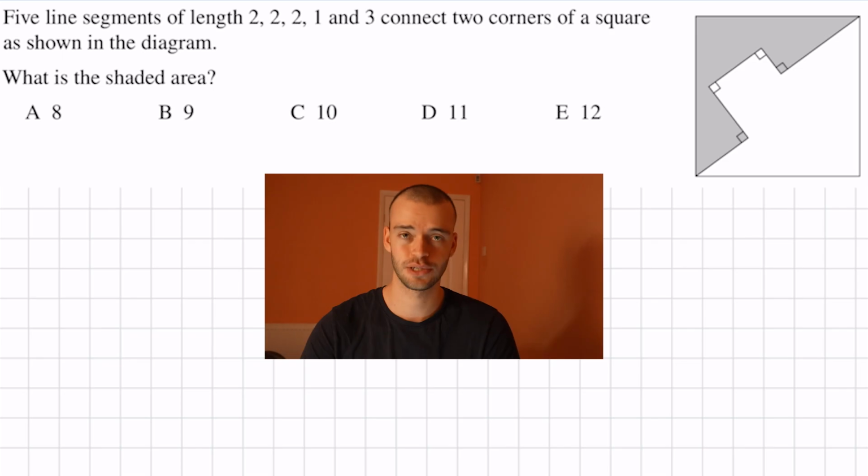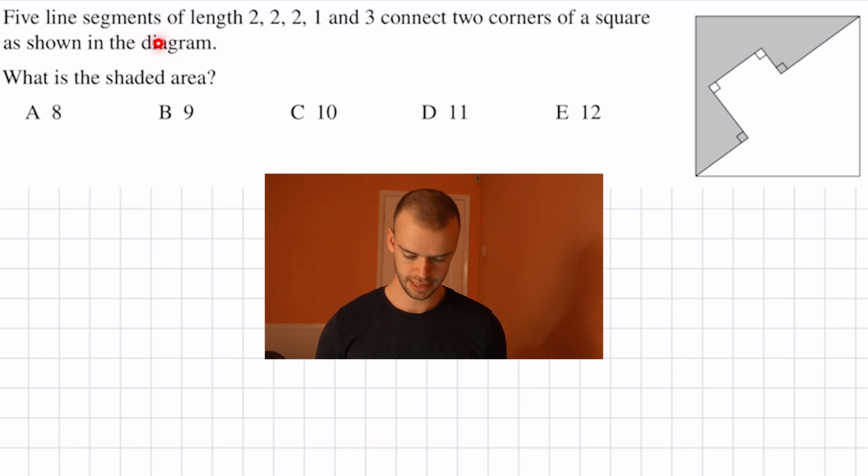So I did this question with one of my students and we found it quite challenging. This was one of the last questions in a UKMT Maths Challenge paper. And I think this is one of the hardest ones I've seen in quite a few years. Okay, let's have a read of this one together.